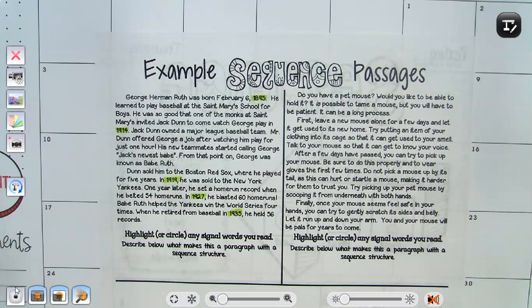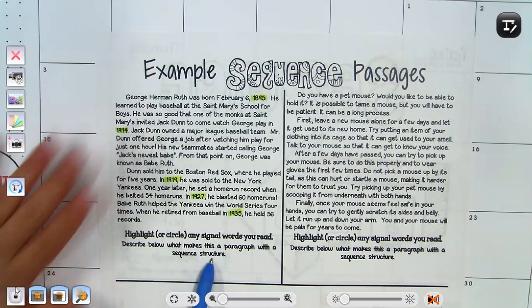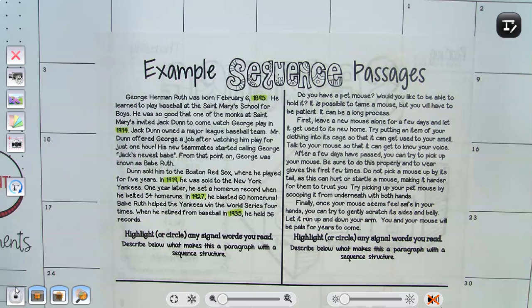So now what they want us to do is describe below what makes this a passage with a sequence text structure. So why is this passage a sequence text structure? Okay, so I want you to think about that. Why is this passage a sequence text structure?